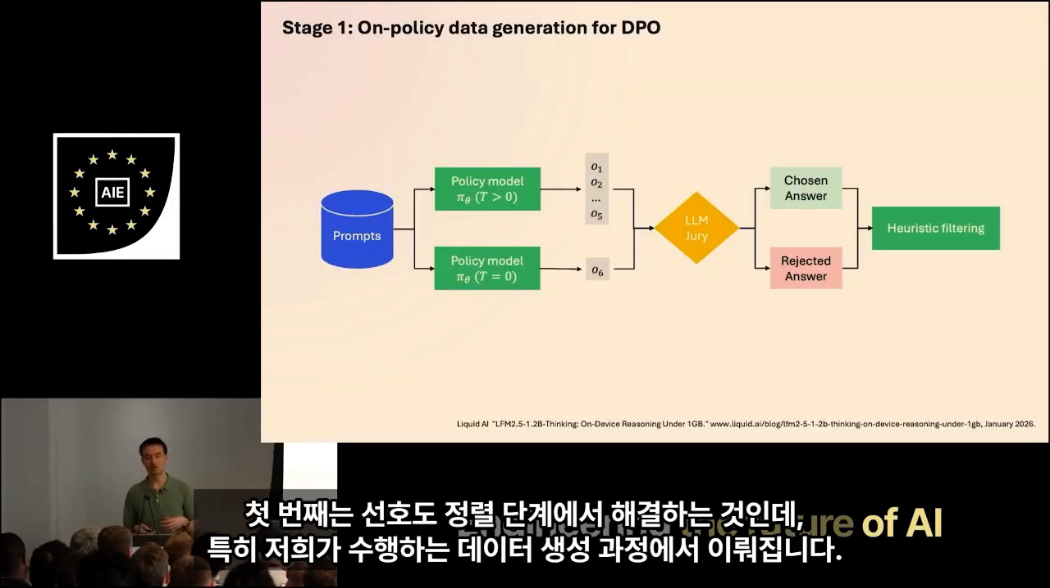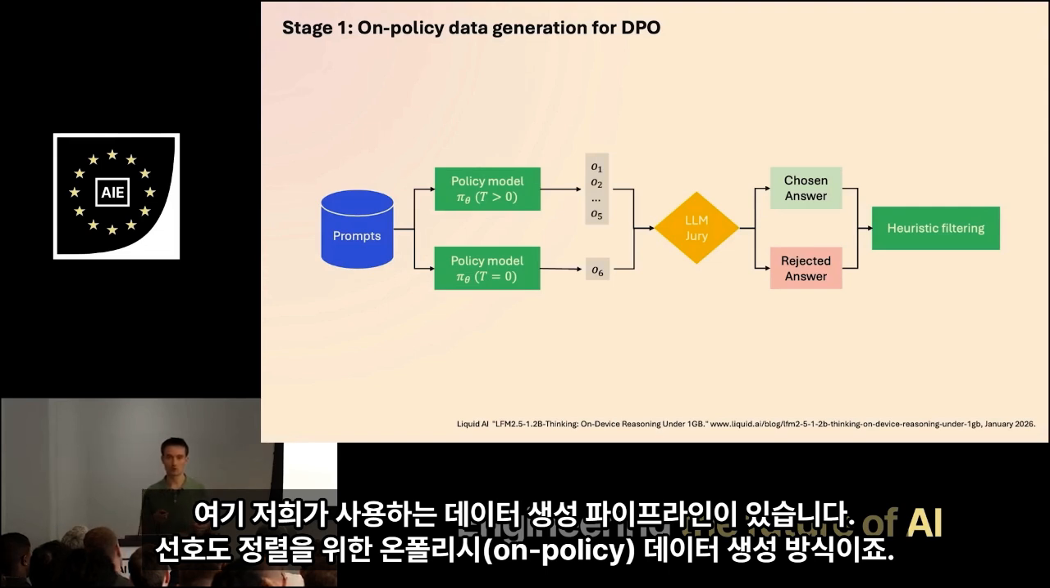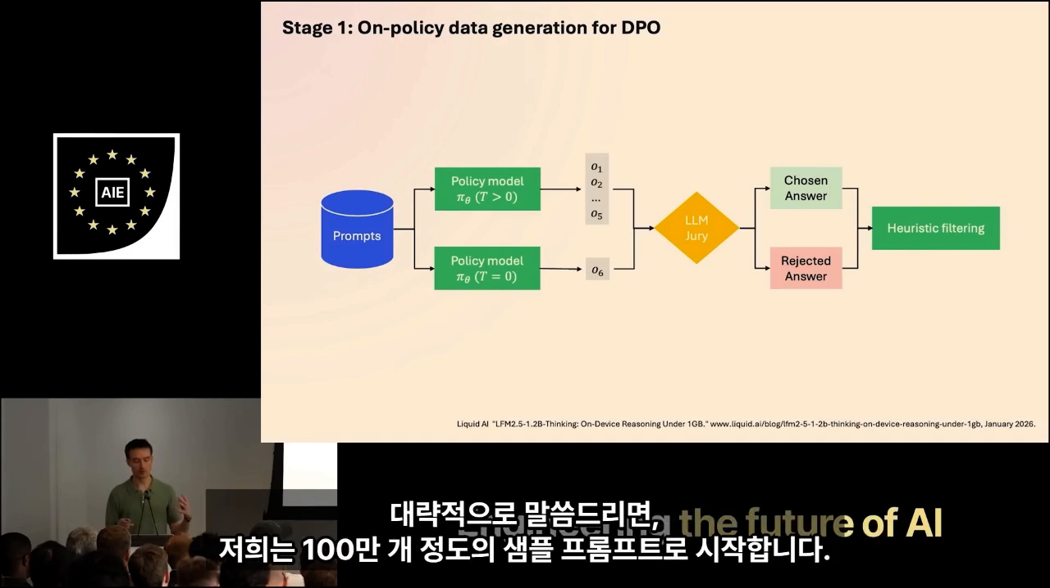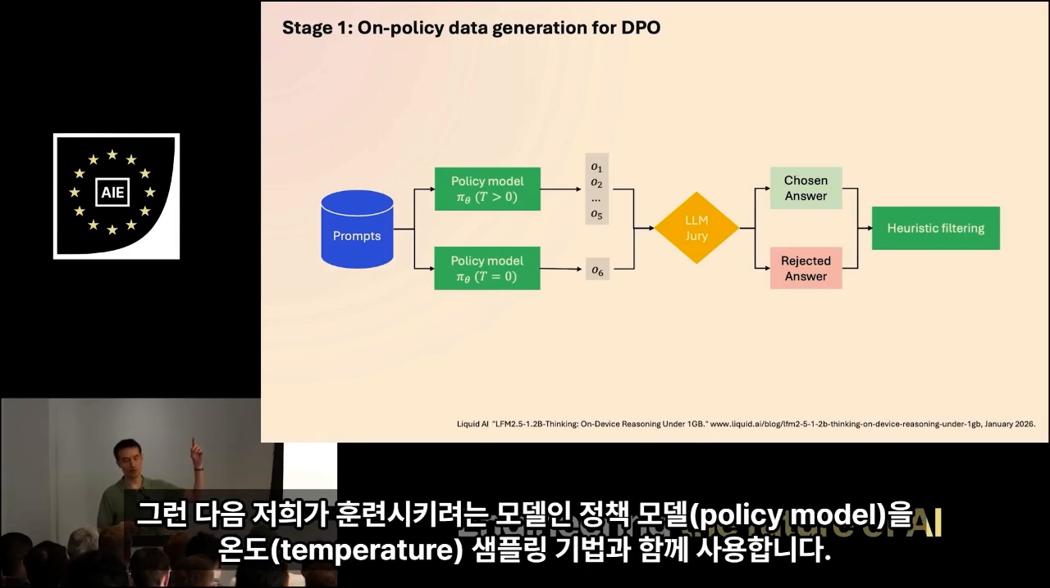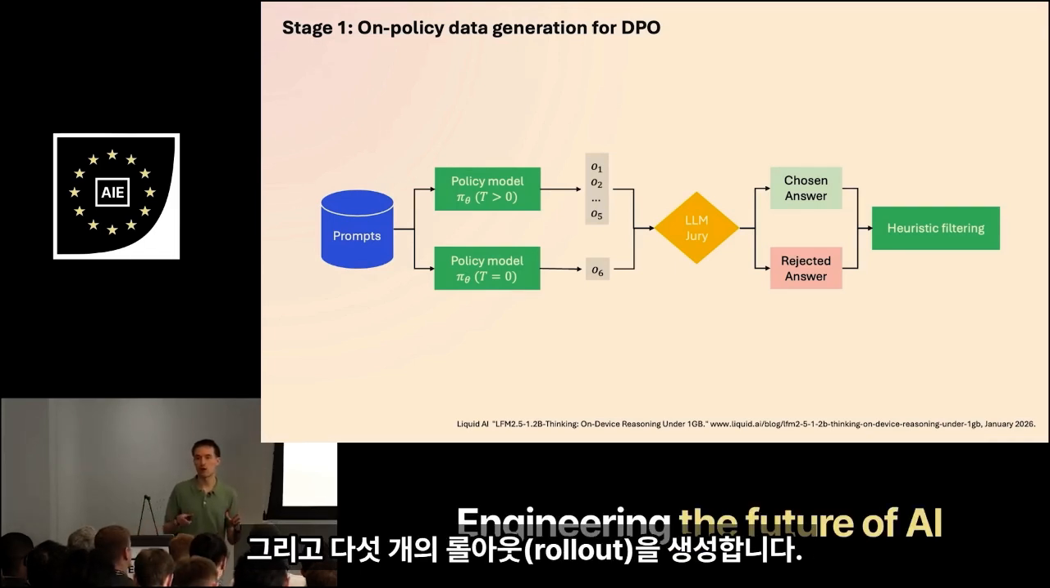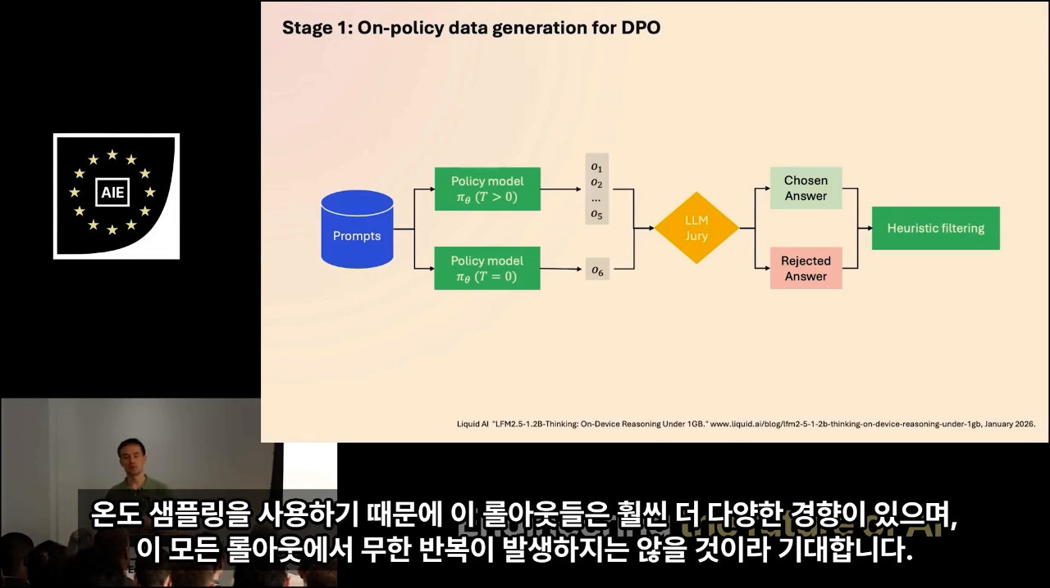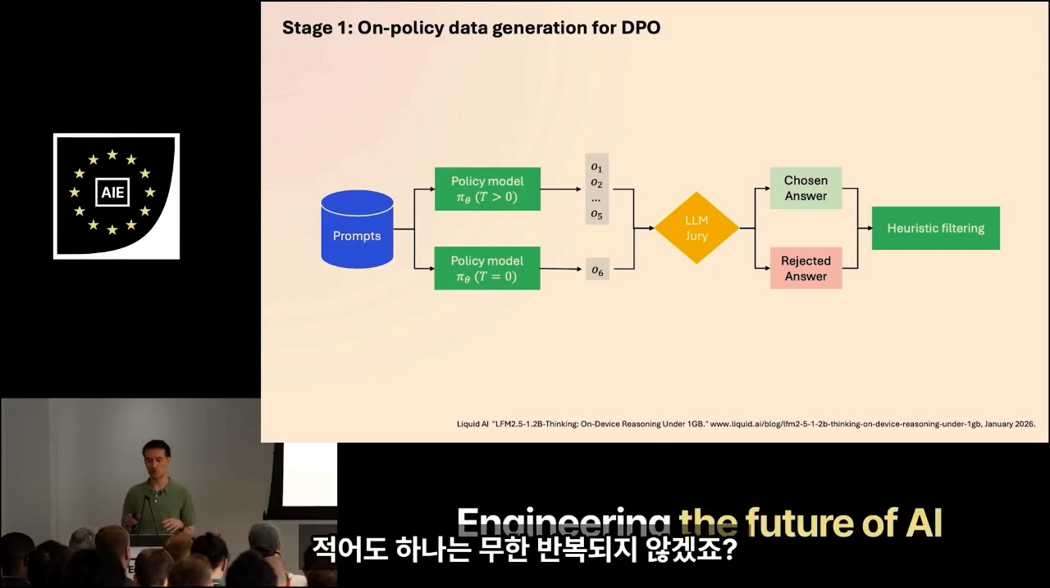The first thing is that we solve it during the preference alignment stage, and in particular in the data generation part. Here you can see the pipeline that we use for the on-policy data generation for preference alignment. We start with prompts, like 1 million samples to give you a rough idea. Then we use the policy model, the model that we want to train, with temperature sampling, and we generate 5 rollouts. Because we use temperature sampling, these rollouts tend to be a lot more diverse, and we expect that not all of them will have doom loops. At least one should not doom loop, right?